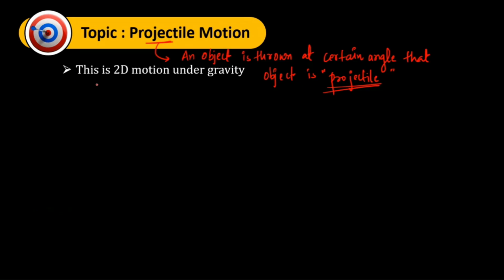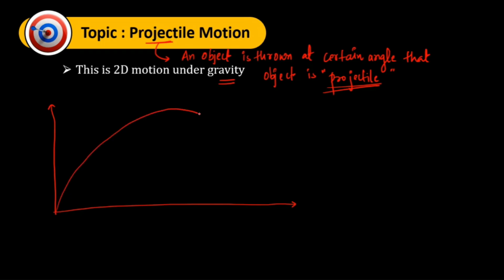Again, the most important part: this is a two-dimensional motion under gravity, because the motion takes place due to gravity. If there is no gravity, we cannot even imagine how the object moves. That is what we need to keep in mind. Although I already gave you a little bit of an idea about how things work in projectile motion, let me give you a quick recap.